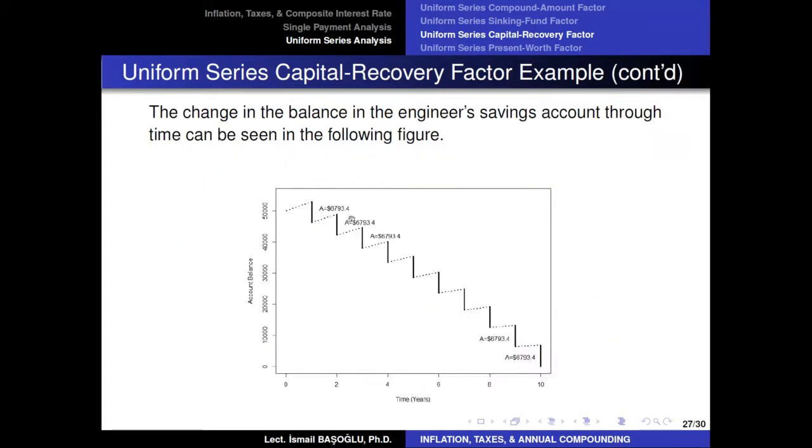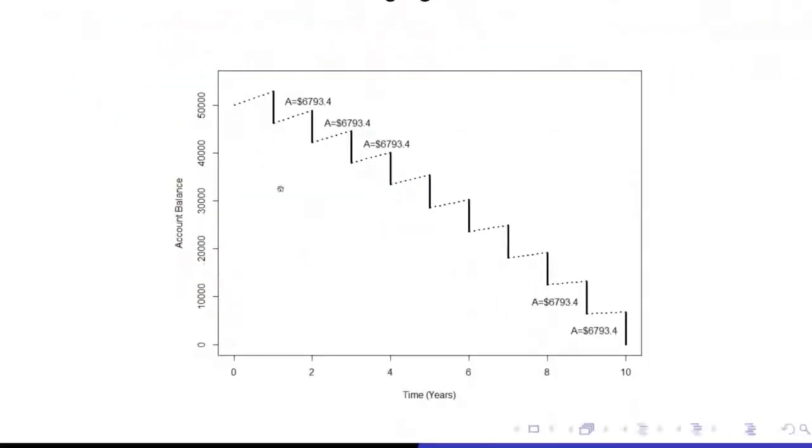Now, let me explain the story of the previous question here. So the engineer has $50,000 in his or her savings account. As you can see here, we have $50,000 here. And at the end of the year, the money is going to be compounded with 6% interest rate. So $50,000 will become $53,000 with 6% interest rate per year.